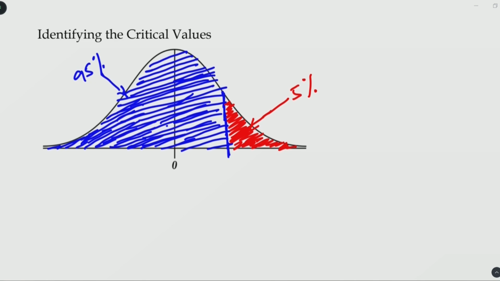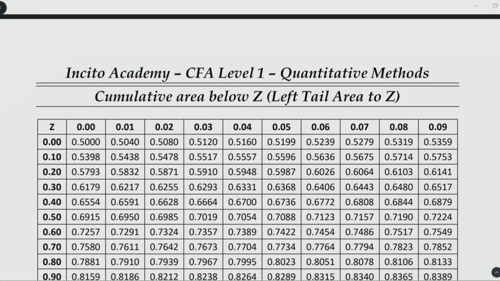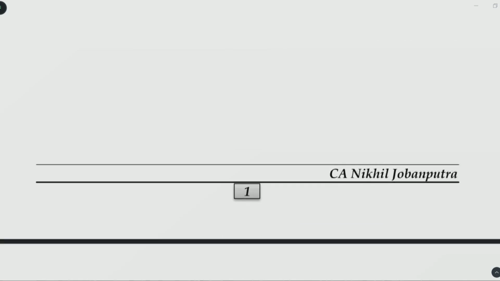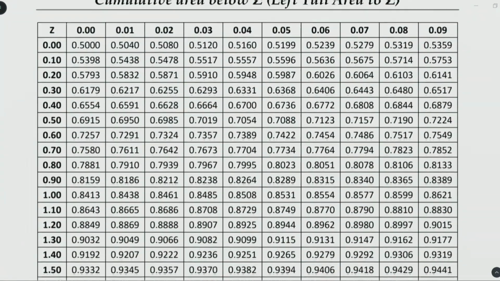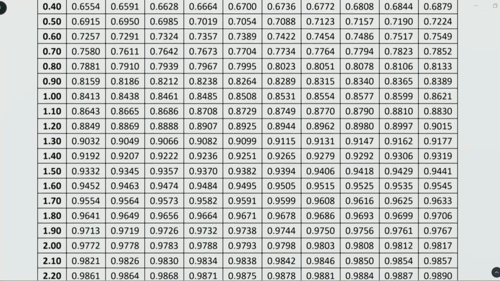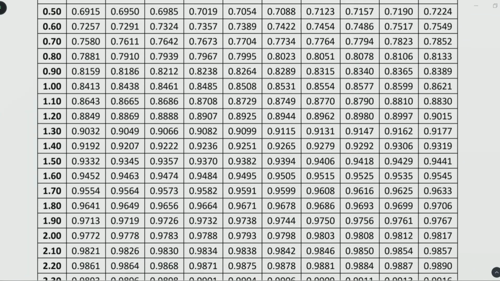So let me take you to the Z table. We are observing a Z table where it is a cumulative area, that is a left tail area to Z. Left tail area to Z means we are going to get this area, the left tail area, and we want such a value over here for Z, that is we want the Z score over here such that the left tail area should be 95%. So let us observe it in the table. We need to find the value which is 0.95 in terms of area.